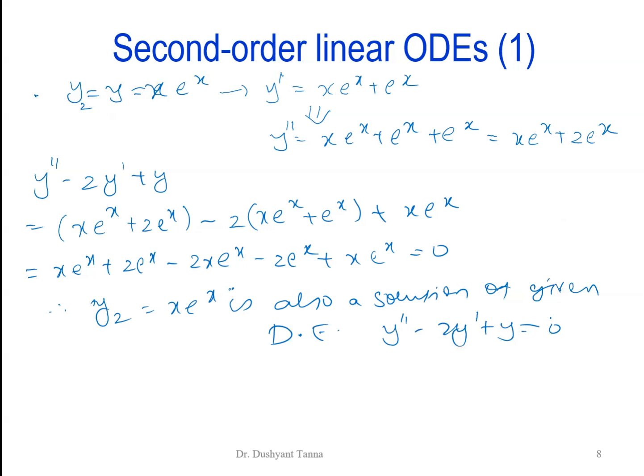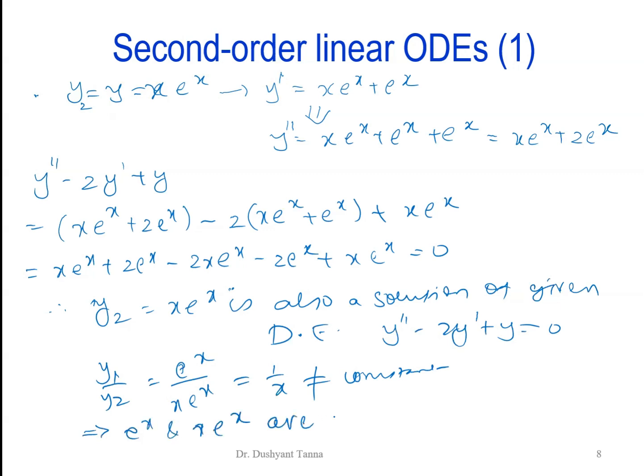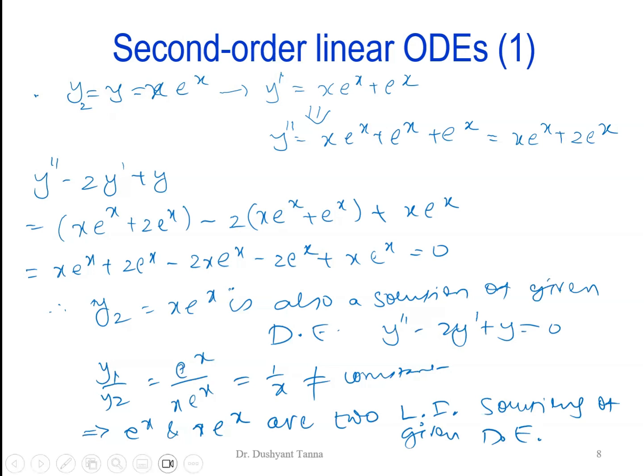Now the question says they should be linearly independent. So obviously your y1 over y2 or y2 over y1, doesn't matter, e^x over x e^x, which is 1/x, which is not a constant. And therefore, what you got is e^x and x e^x are two linearly independent solutions of the given differential equation. You can write it in full if you want. Right? So we verified that part, which wasn't that bad.